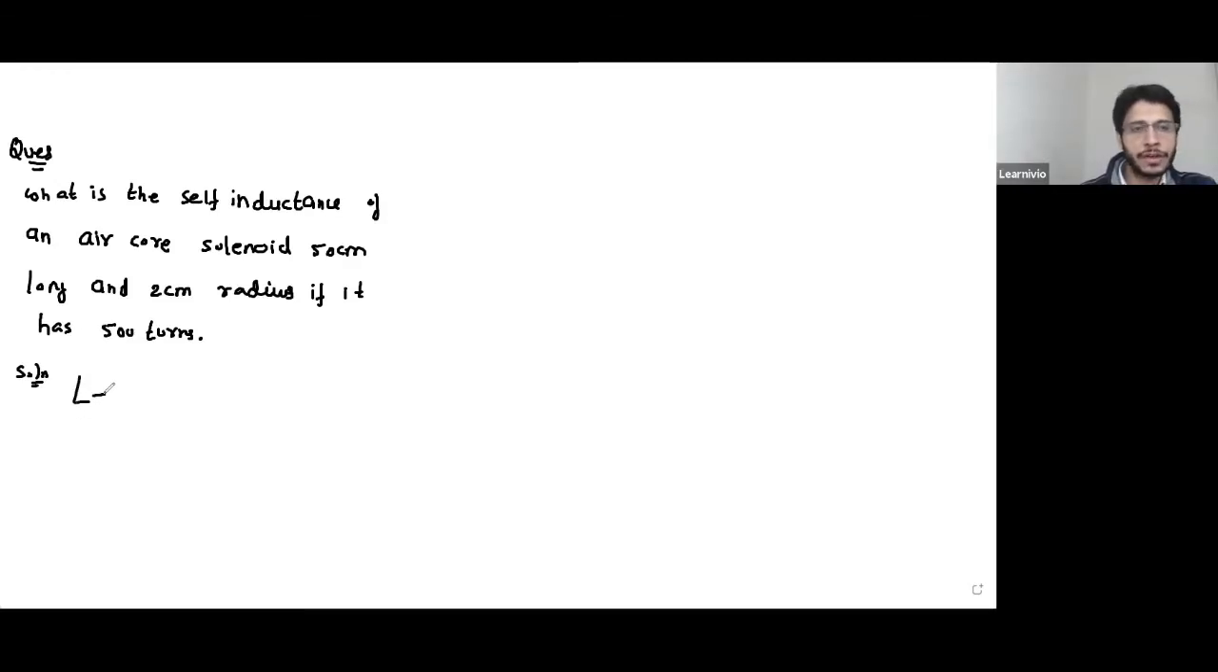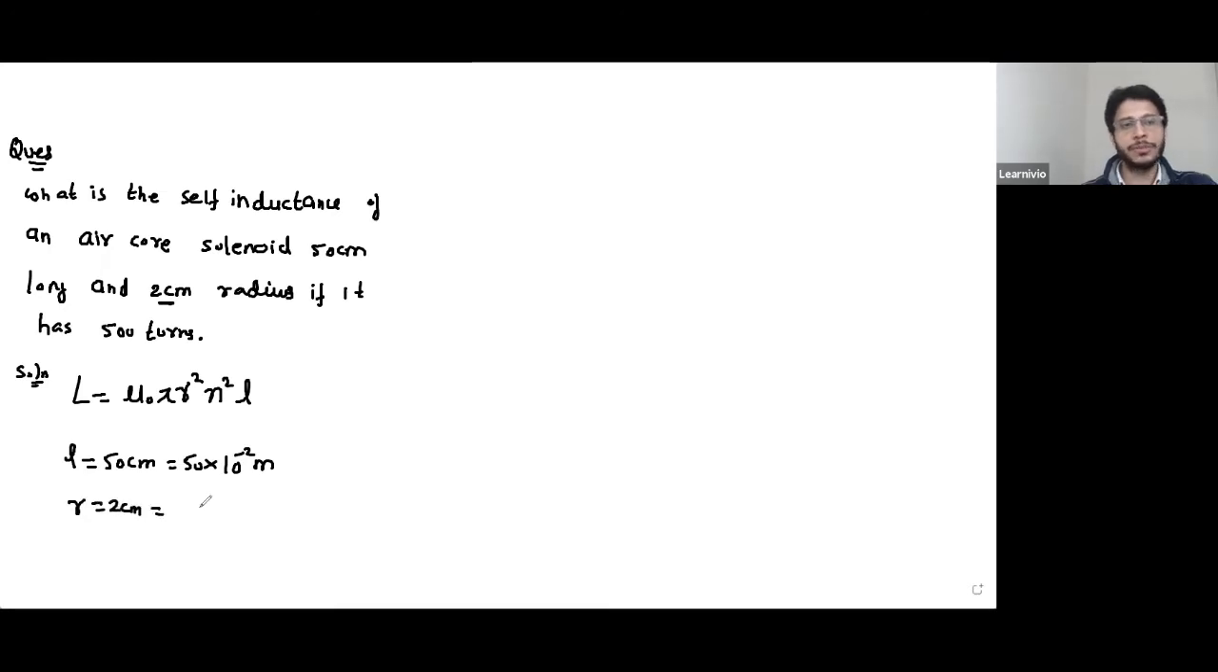See, the formula of self-induction, which we did in the last class, is mu naught pi r square n square L, where n is the number of turns per unit length. L is given to be 50 centimeter, which is basically 50 into 10 raised to the power minus 2 meter. The radius of the coil is 2 centimeter, which is basically 2 into 10 raised to the power minus 2 meter.